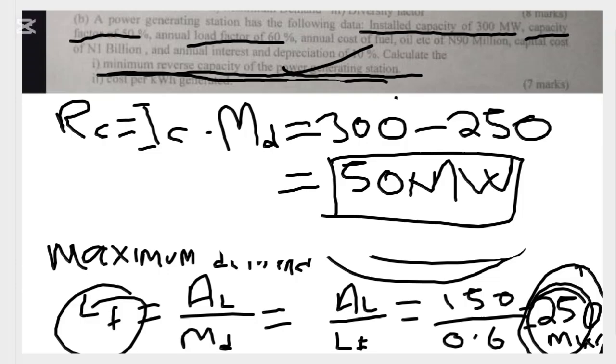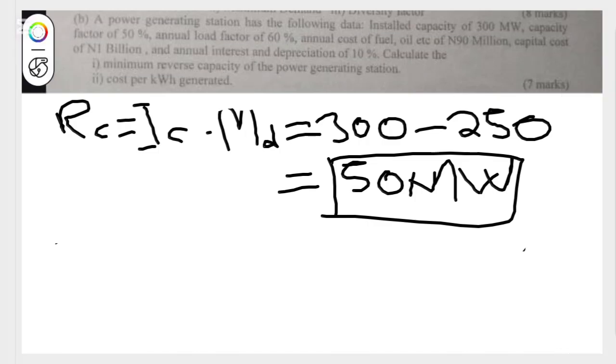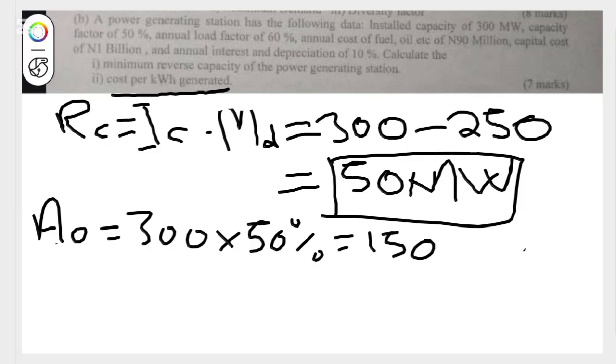So the next thing, I'm going to find the cost per kilowatt hour generated. To do that, I'm first going to find the total energy that is generated per year. You have to take note that the average output is the same thing as 300 multiplied by 50%, and at the end it is 150 megawatts.